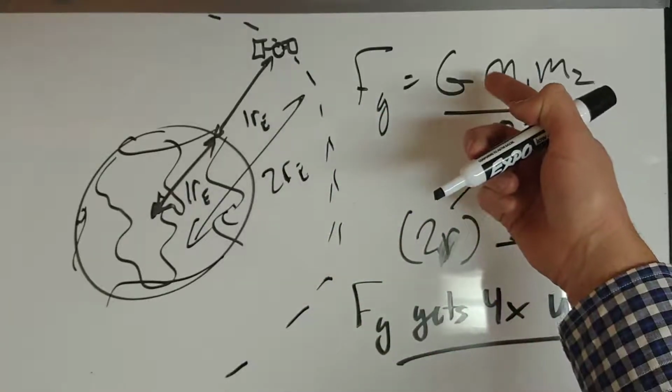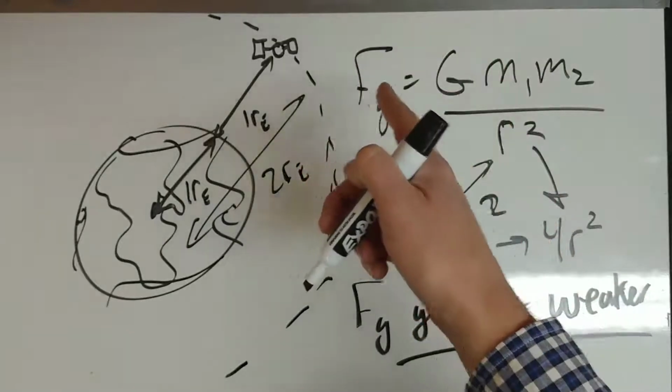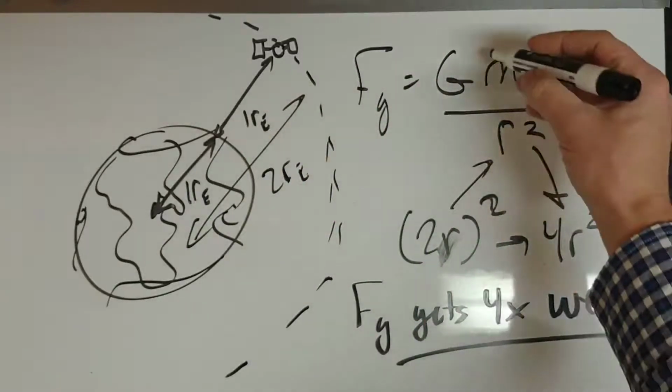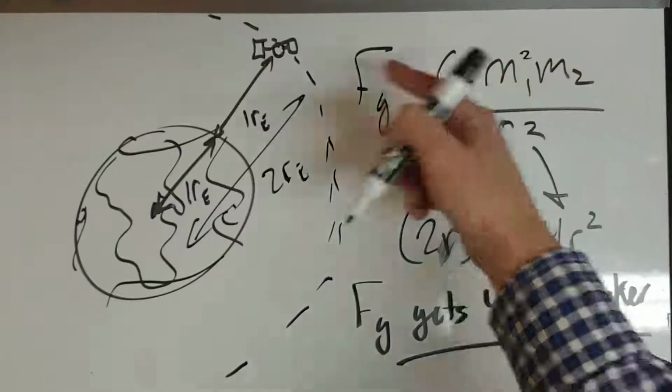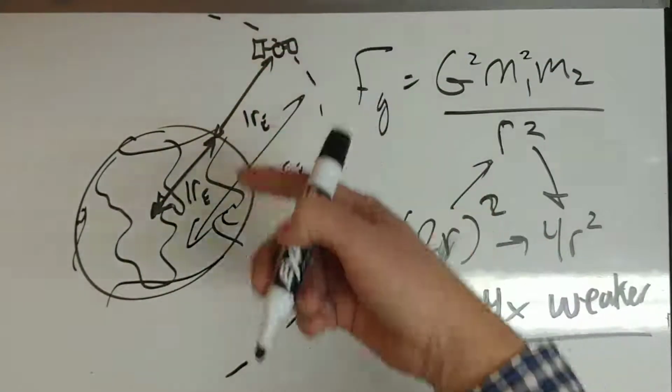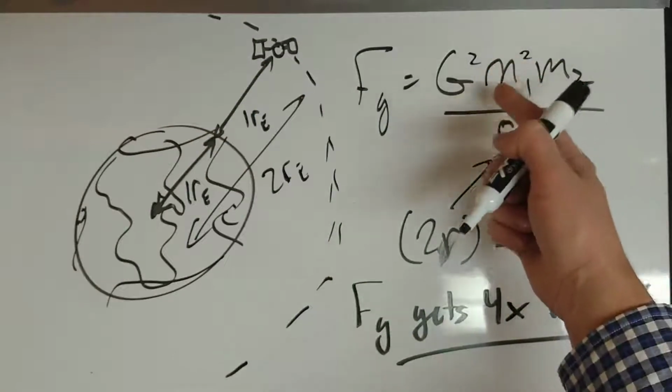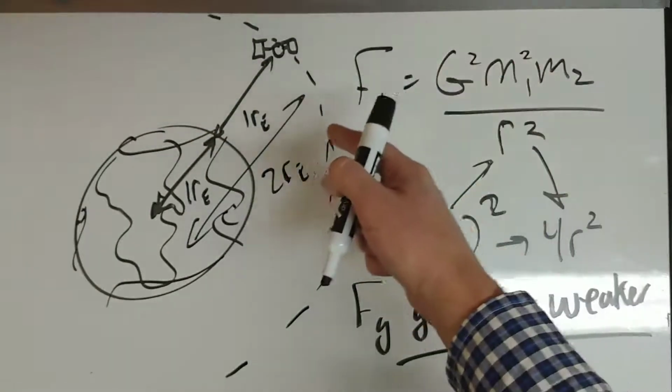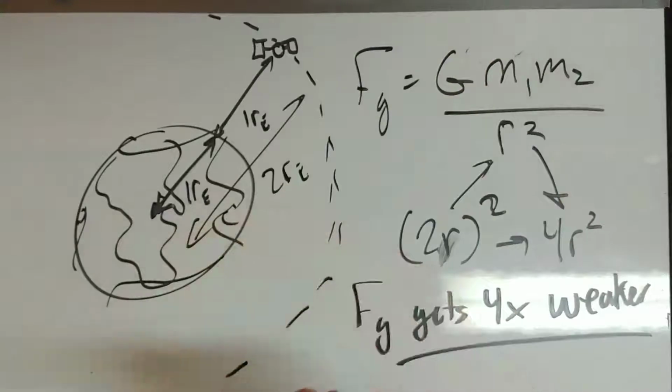If you double one mass, the force would get doubled. If you doubled both masses, like 2m times 2m, the mass of each object doubled, like if it was not Earth and some other planet and the satellite was double the mass, 2m and 2m, it would be 4 times stronger. So you've got to play that game.